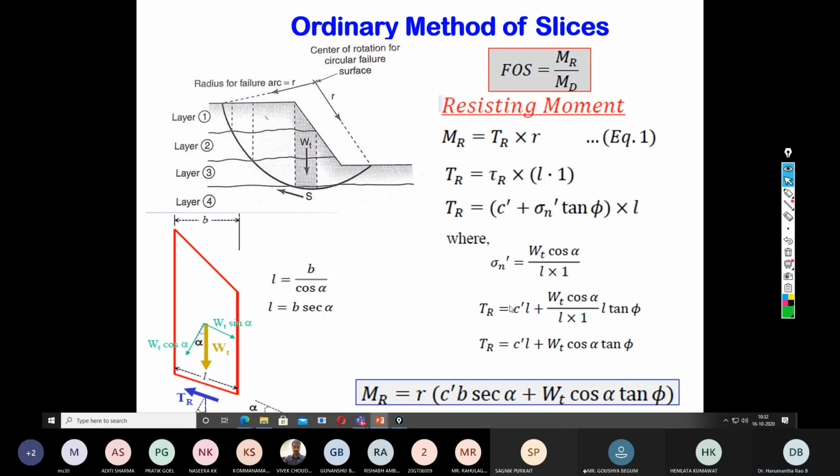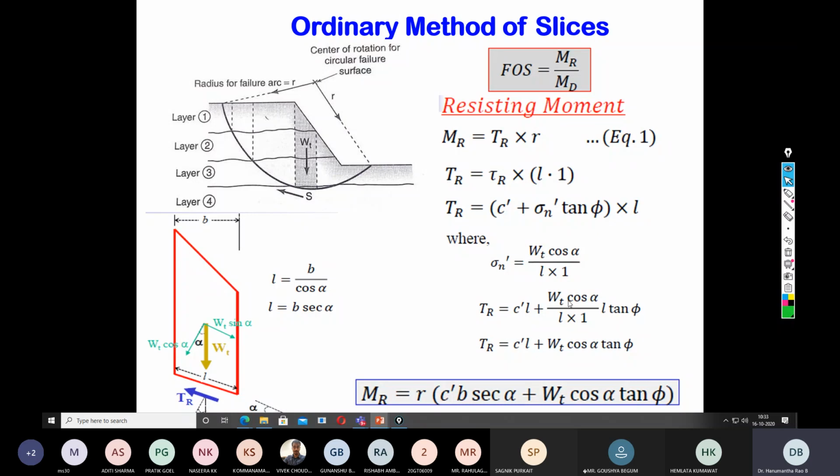So Tr is equal to C dash into L, where capital C is the total cohesion over the entire length of the arc AC or AB. Usually capital C dash is written as small c into L, where small c is the cohesion component of the soil. So if we multiply cohesion with the total length of the arc, then what you will get is total cohesion, plus sigma n dash tan phi.